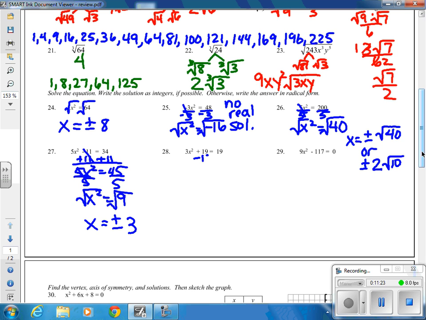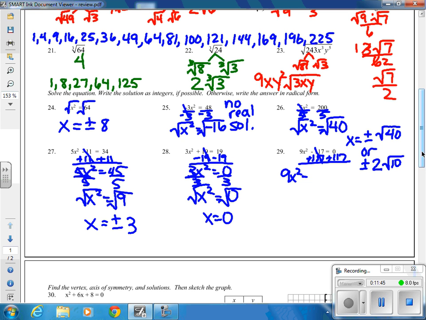For number 28, I'm going to subtract 19 from both sides, so now I've got 3x squared equals 0. I'm going to divide by 3, and I've got x squared equals 0. When I go to square root both sides, the square root of 0 is just 0. And then for number 29, I need to add 117 to both sides. So that leaves me with 9x squared equals 117. Divide by 9. That leaves me x squared equals 13. I'm going to square root both sides. I know that my 13 is positive, so I'm going to have a plus or minus in my answer. Square root of 13 is not an integer, so I need to leave it in radical form.